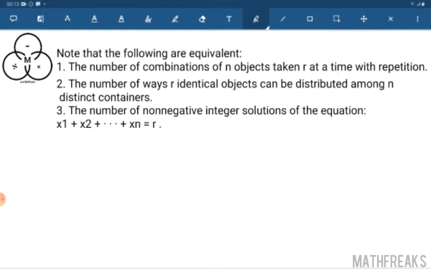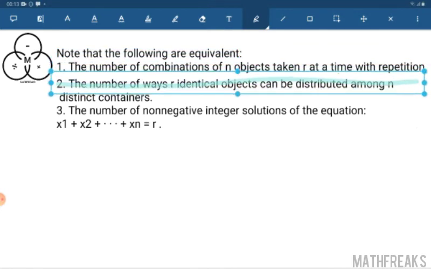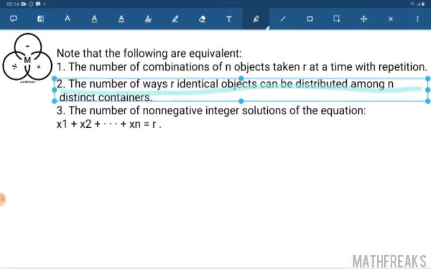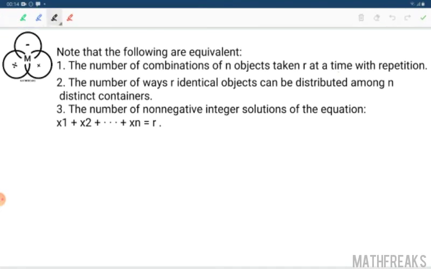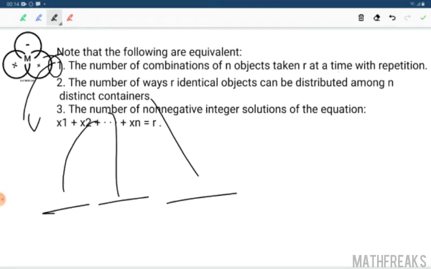The number of combinations of n objects taken r at a time with repetition, this thing is equivalent. Let's highlight this also. The number of ways r identical objects can be distributed among n. You are taking and you are distributing. In the 2 cases you just see, first of all, I am having n things, I am taking r things from them. That is, in this direction this is happening. I am taking r things from them.